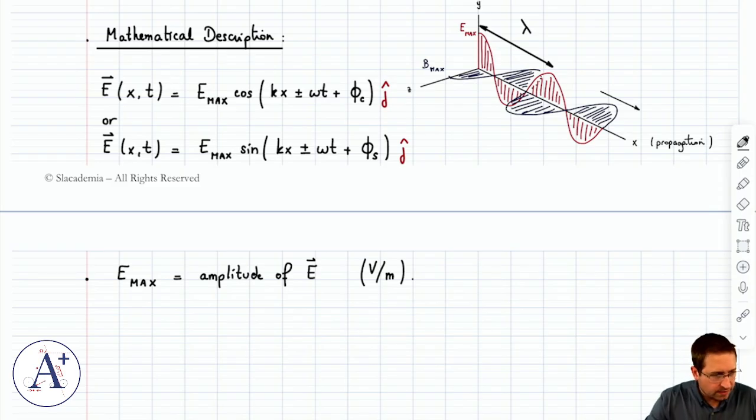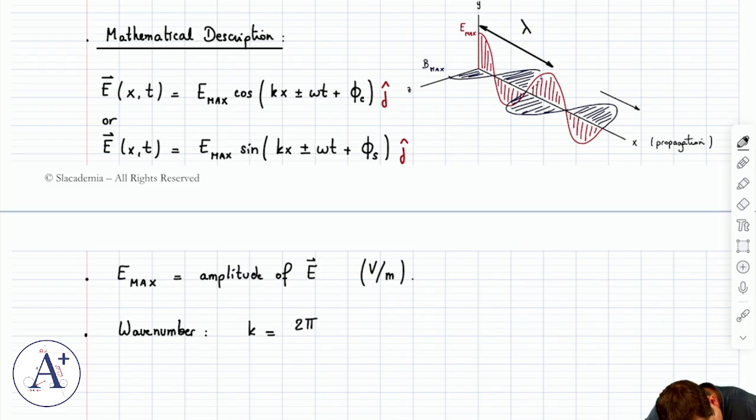That's the amplitude. Then k is called the wave number. So we have the wave number k, and k is 2 pi over the wavelength, lambda. And that's going to be in 1 over meters. And I'm going to say where lambda is the wavelength, just to be clear.